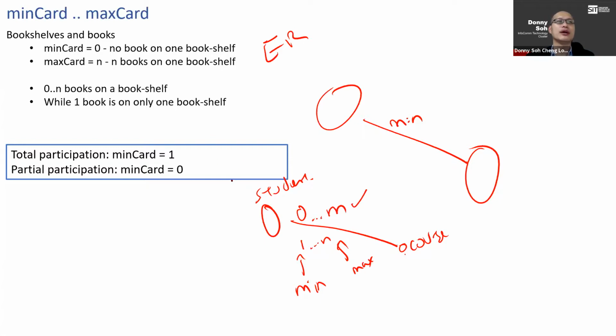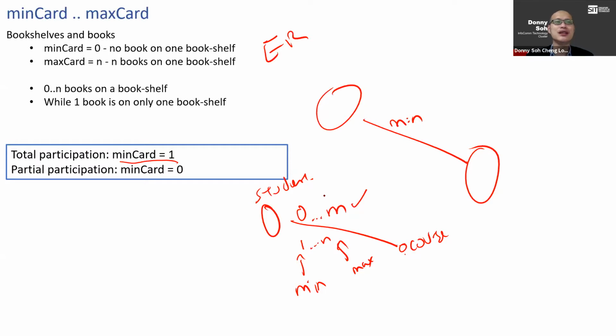So when you have total participation, your minimum cardinality is equal to 1. It means that there must be somebody there. Partial participation means that maybe there's nobody there. So let's say my course is not offered this trimester, so the number of students taking is 0. That is by default a partial participation. Courses are partial participation.